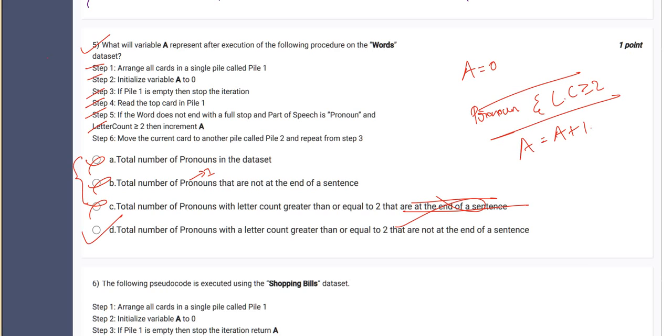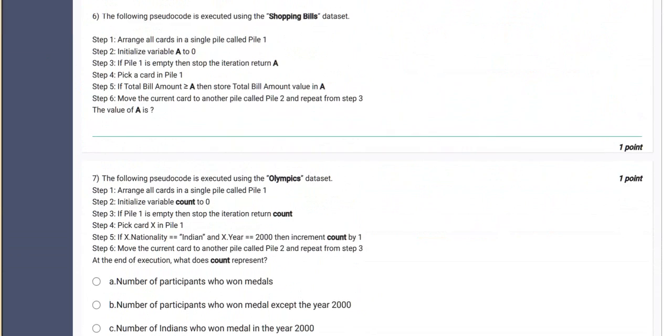Or if you want to do it by logical sense, then total number of pronouns with letter count greater than or equal to 2. Yes, first condition got satisfied. That are not at the end of a sentence. Yes, this is also for the first condition. Therefore, both of them got satisfied. In this way, D is the correct answer. Now coming to question number 6. The following pseudocode is executed using shopping bills dataset.